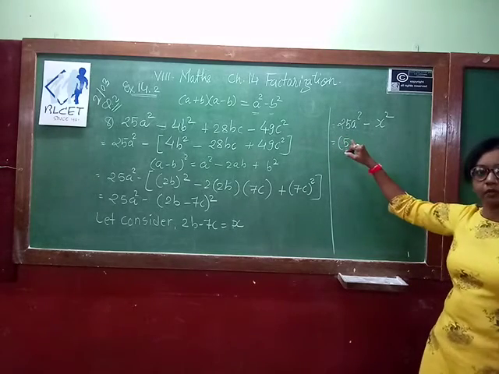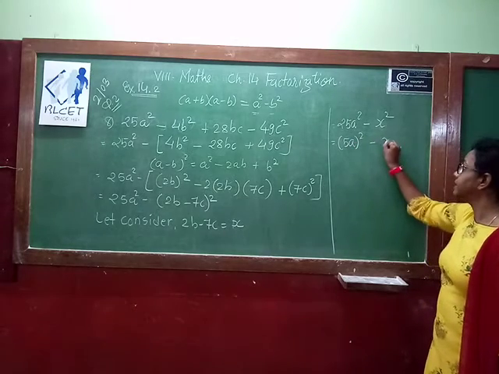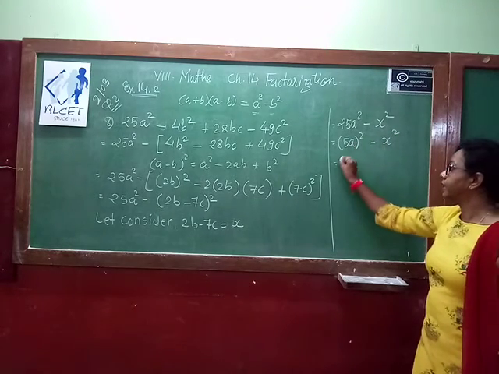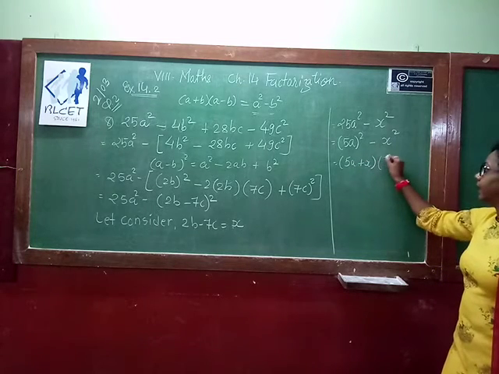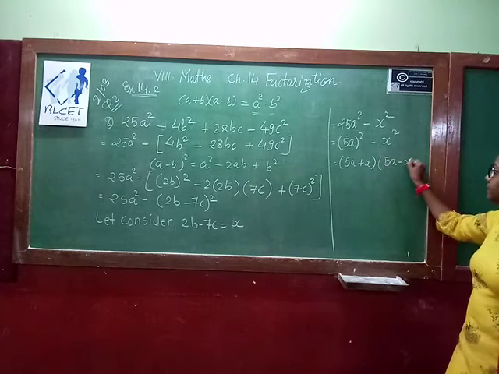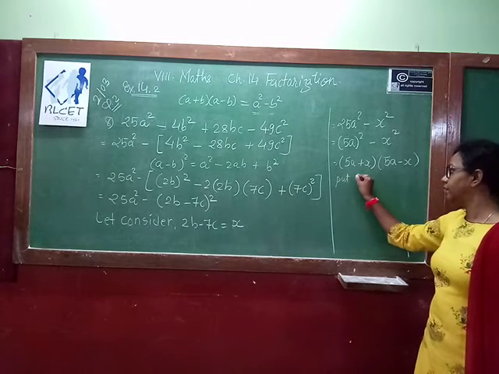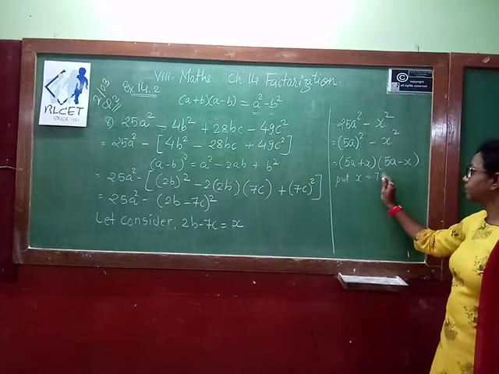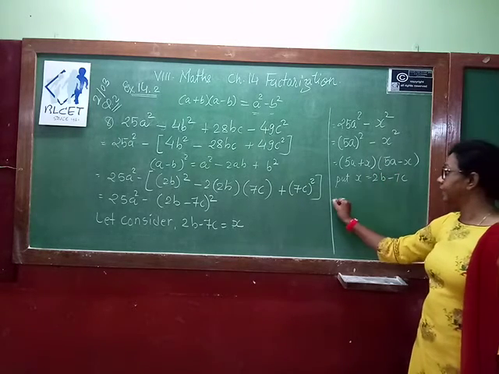So this whole square if you want to make, 25, you have to take the square root of 25. So 5a whole square minus x square. So one time positive, that is 5a plus x. One time negative, 5a minus x. Now replace the value of x, put x is equal to 2b minus 7c.